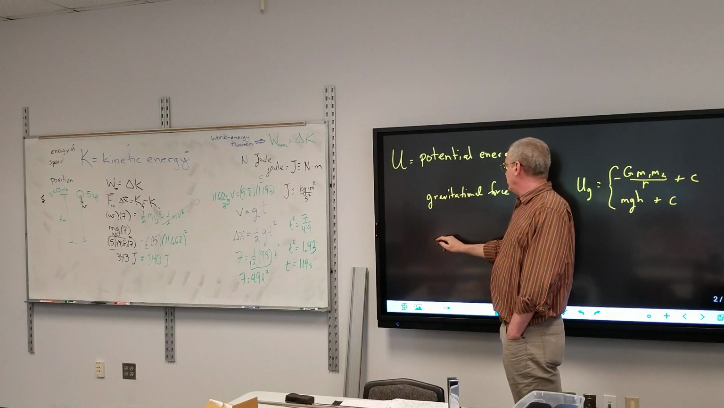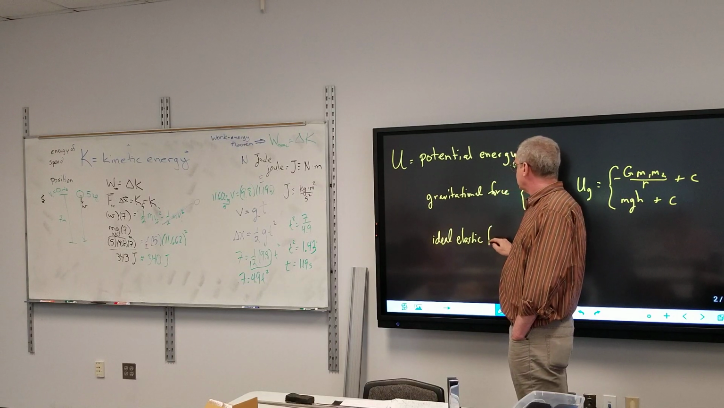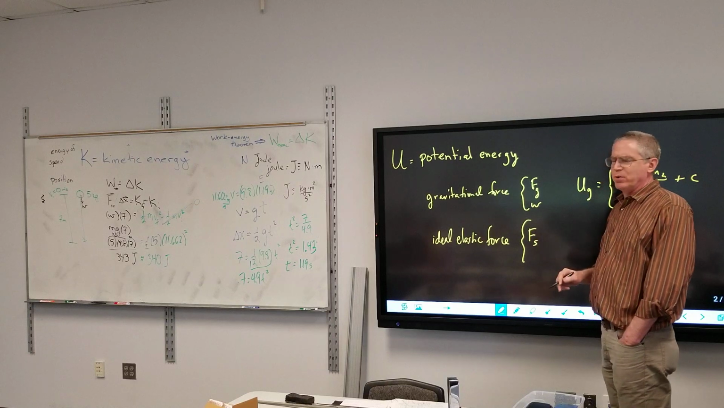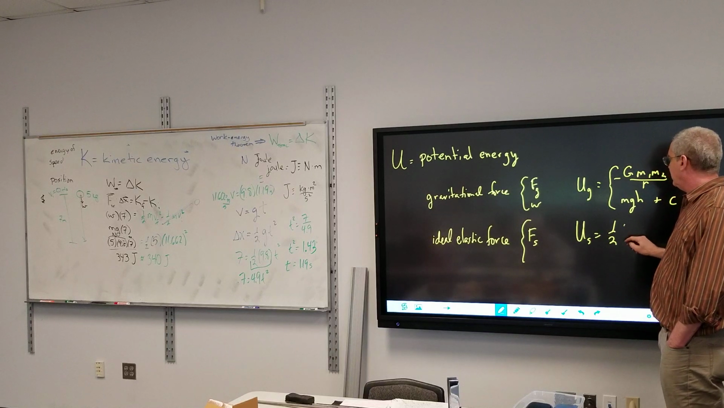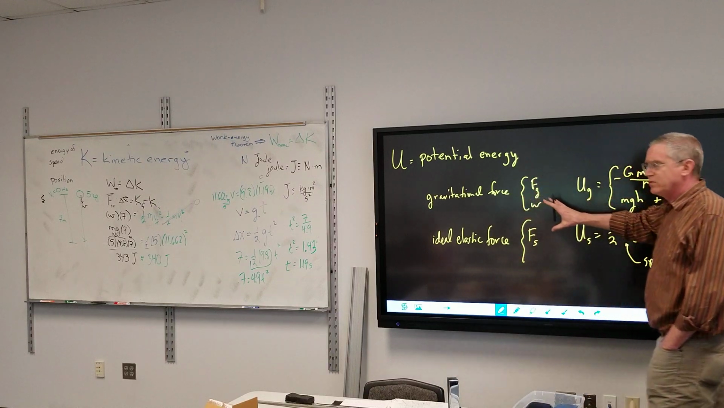Another one that has a potential energy formula is ideal elastic force. I use an S for spring, it's like a spring force. And the potential energy formula for that is 1/2 lowercase k delta x squared, where this k is known as the spring constant. I'm going to do one more of these and then talk about what they have in common. Those are the two main ones that we would deal with in this course.